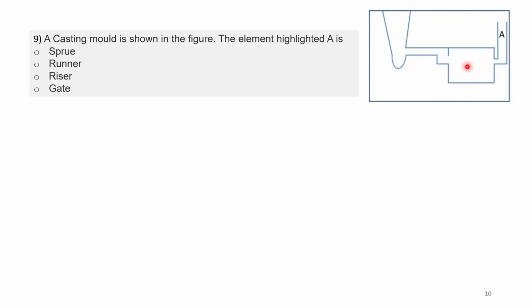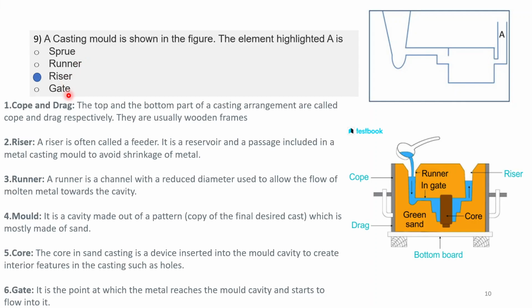Now here in this figure you have to find out what is A. So initially we pour through the pouring cup, sprue, then choke, then these are the ingates, this is the cavity, and this is the riser. So your options are sprue, runner, riser, gate, so it will be riser. Now as I told earlier, these are the definitions which are pretty straightforward. You can remember this through this diagram as well. So here this part is the riser.